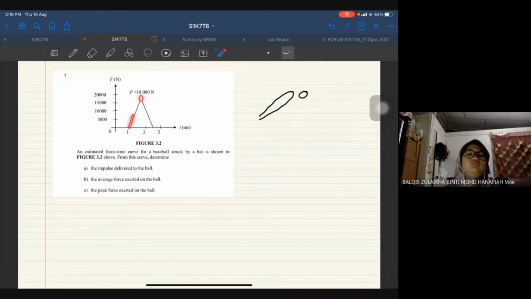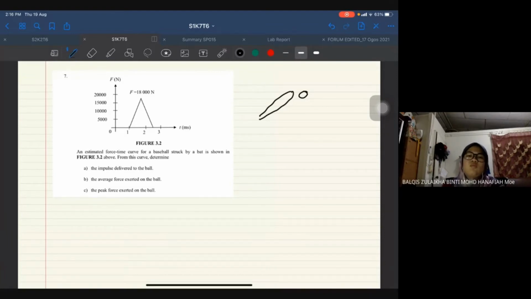Over here is the maximum. So you can expect this is when the ball is actually stopped. So all the kinetic energy is transferred to the bat. So this is when you have the maximum force. And then the force decreases. So we are not talking about direction just now. We are talking about the magnitude of force.